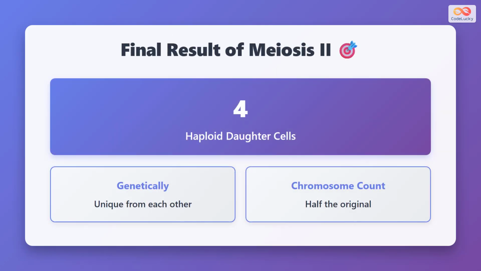The final result of Meiosis II is the production of 4 haploid daughter cells. Each of these cells is genetically unique from the others due to crossing over and independent assortment that occurred during Meiosis I. These cells contain half the number of chromosomes compared to the original parent cell. In humans, these cells will develop into gametes, which are sex cells like sperm or eggs.